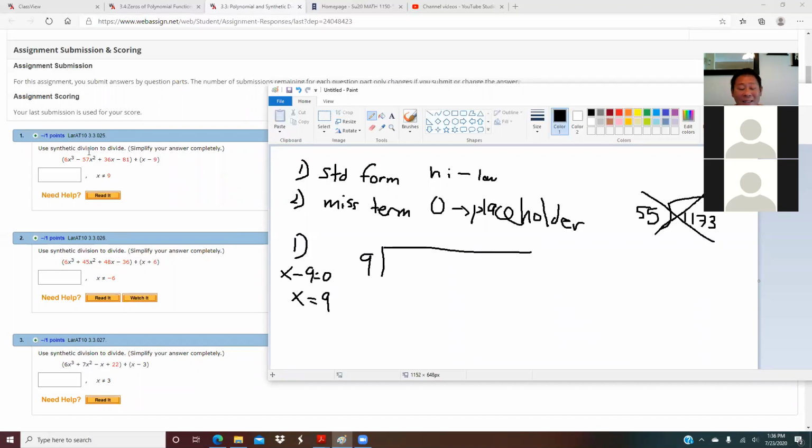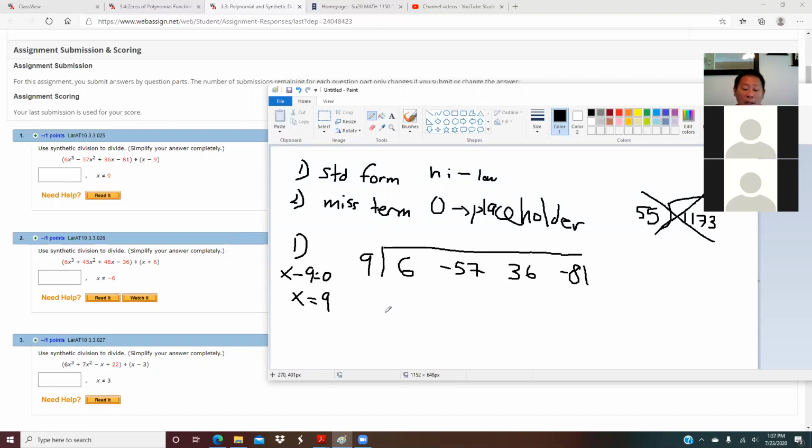And then the next thing is you have to put all the coefficients of the polynomial inside here. Coefficient means the numbers and the sign. Like the first coefficient is 6. This is power 3. And then the next one is negative 57. And then the next one is 36. Make sure you spread out the numbers a little bit so you have some room to write on, like I spread out these 4 numbers. Okay, so these are the coefficients of the polynomial.